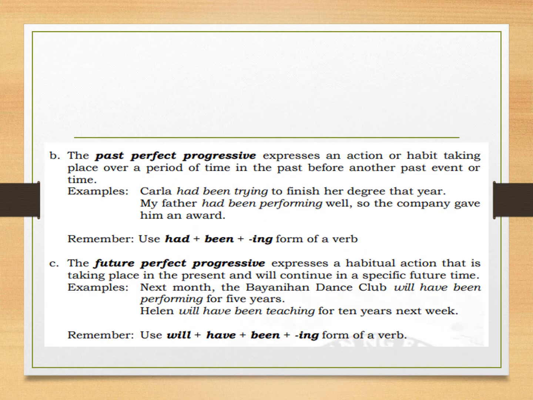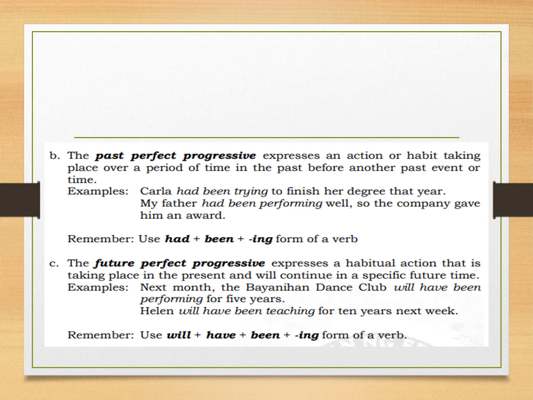Next, letter B, the past perfect progressive. Past perfect progressive expresses an action or habit taking place over a period of time in the past before another past event or time. Examples: Carla had been trying to finish her degree last year. My father had been performing well, so the company gave him an award. We use had plus been plus the -ing form of the verb.